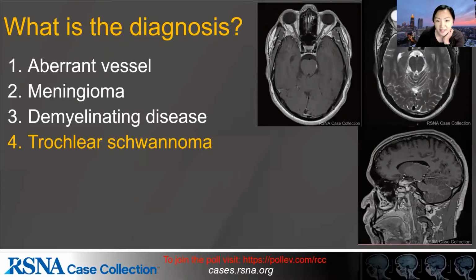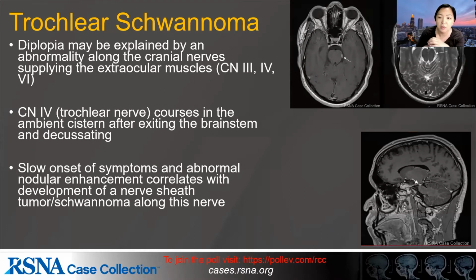And indeed, the trochlear schwannoma here is the right answer. We notice that this does not have the same enhancement characteristics as the vasculature around it, so it's much less likely to be an aberrant vessel. This is not a meningioma, it's sitting in the cisternal space, and it is also not demyelinating disease because it's not a parenchymal lesion. So indeed, trochlear schwannoma is the right answer.